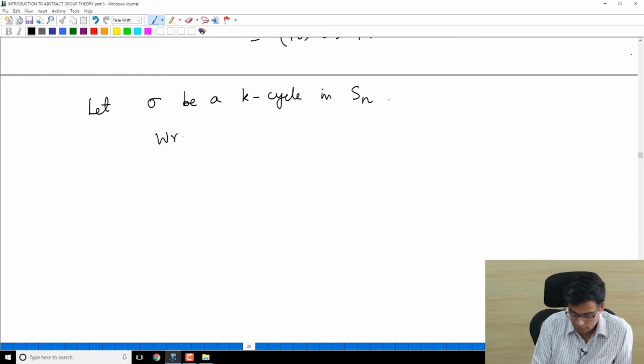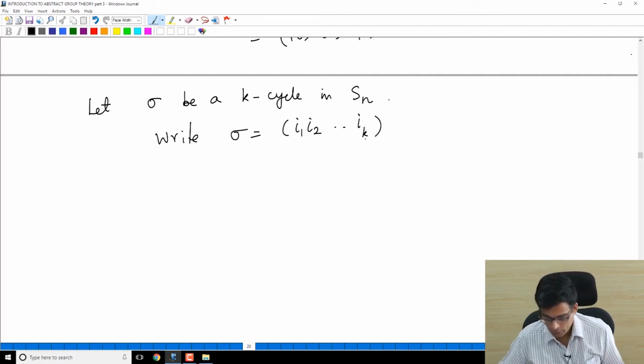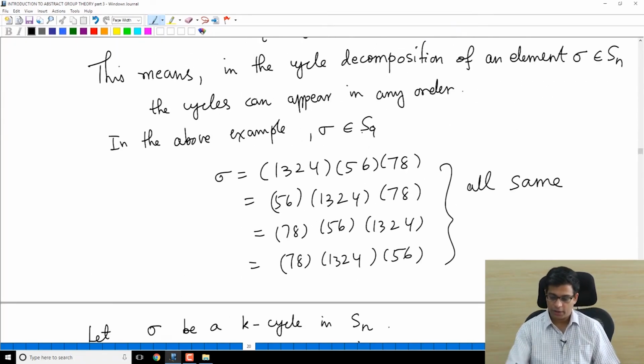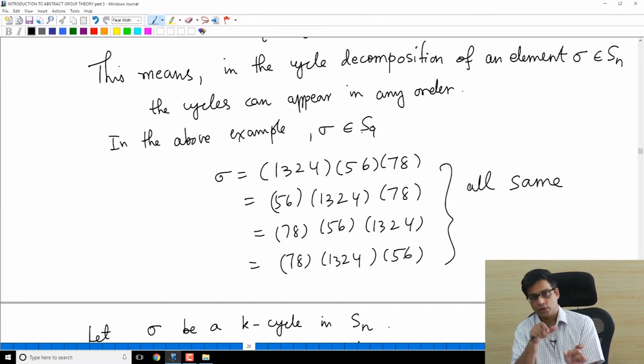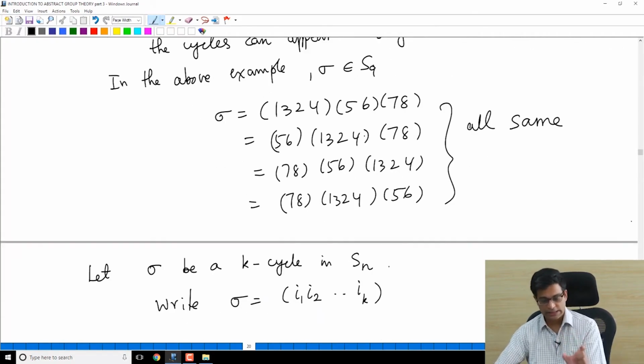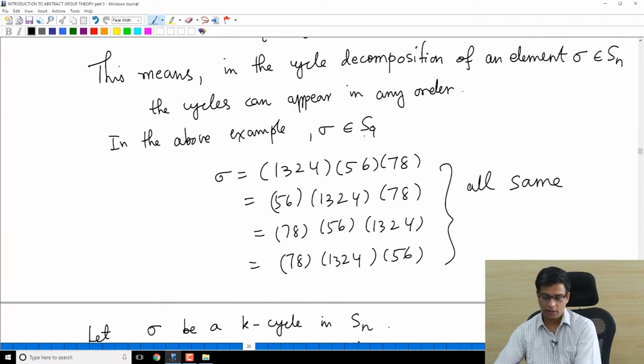So we can write sigma as, remember, sigma can be written as (i1 i2 ... ik). So I must stress here that not every element is a k cycle by itself. For example, this element of S9 is not a cycle, it's a product of 3 cycles. So a cycle is just one cycle, so its cycle decomposition is itself. Those are very special elements in Sn. Sigma is a k cycle means it's a single cycle, but in general elements of Sn can be products of more than one cycle. In this example, sigma is a product of 3 disjoint cycles.